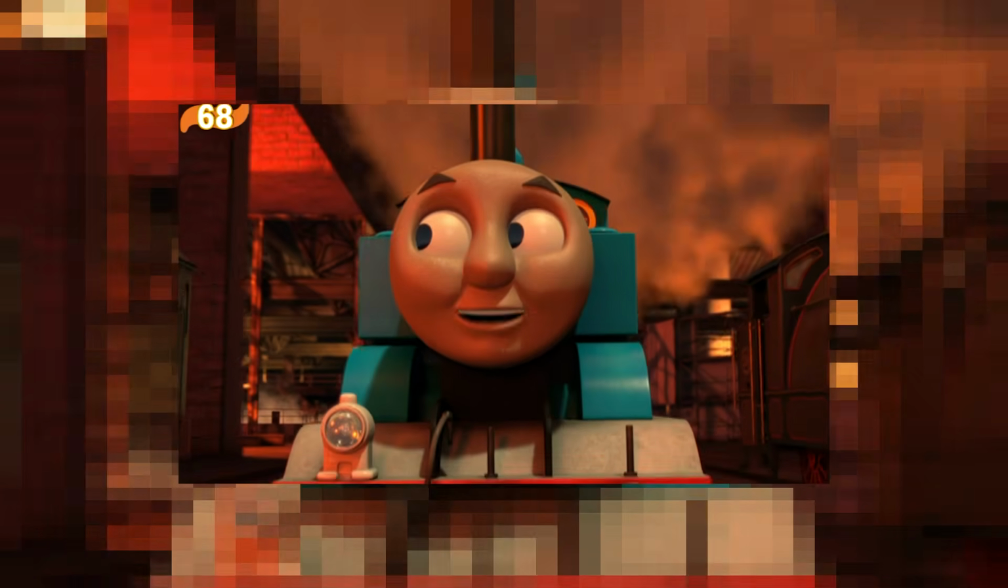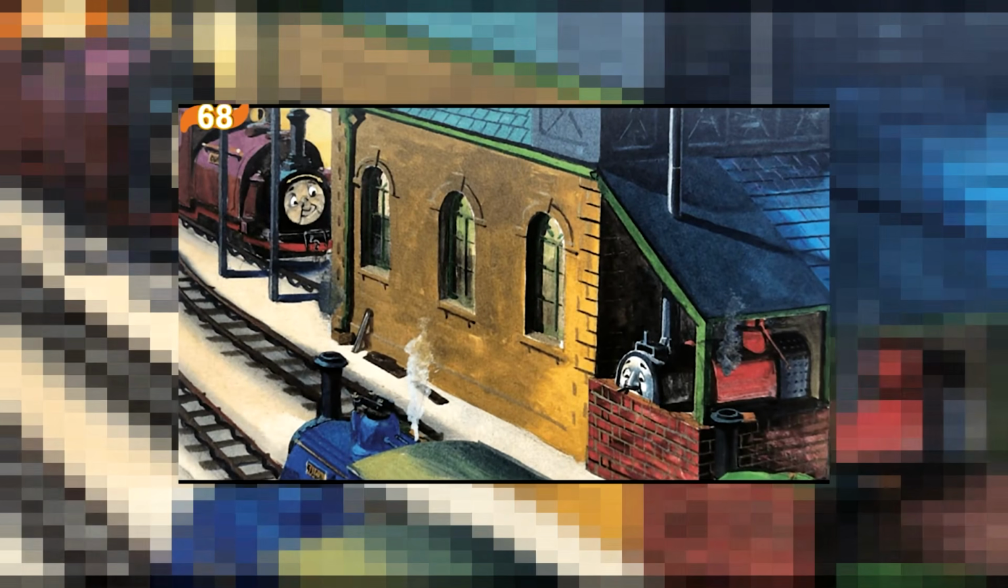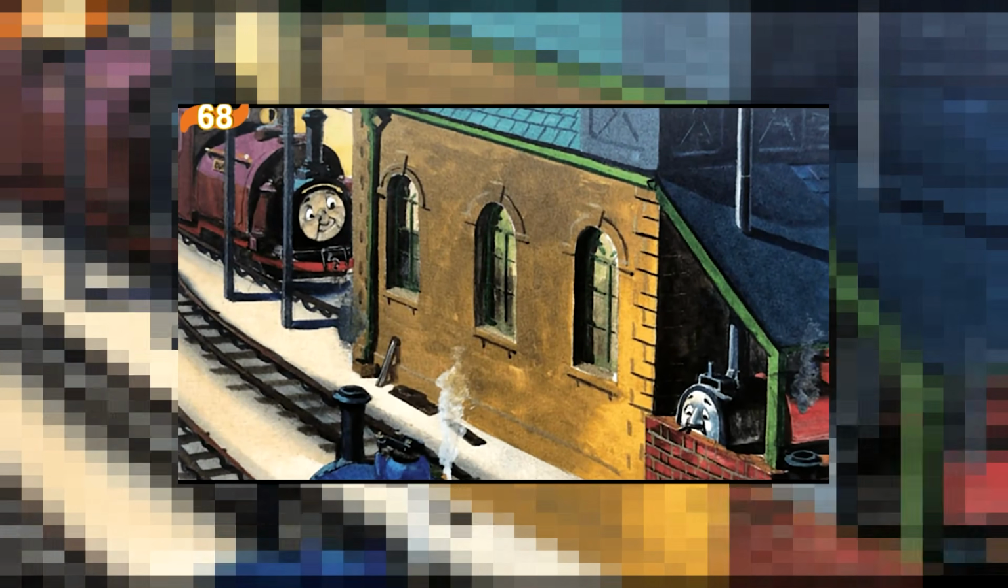Thomas turns his face here in this scene. This is the only time he ever does this. Like I said before, the animation in Journey Beyond Sodor is very experimental, no pun intended, and this is an example of this weird experimentation. Weirdly enough though, Duke does do something similar in an illustration in the Railway series.